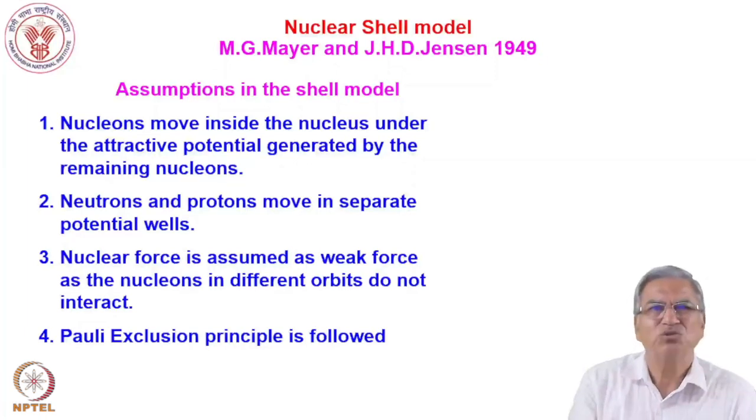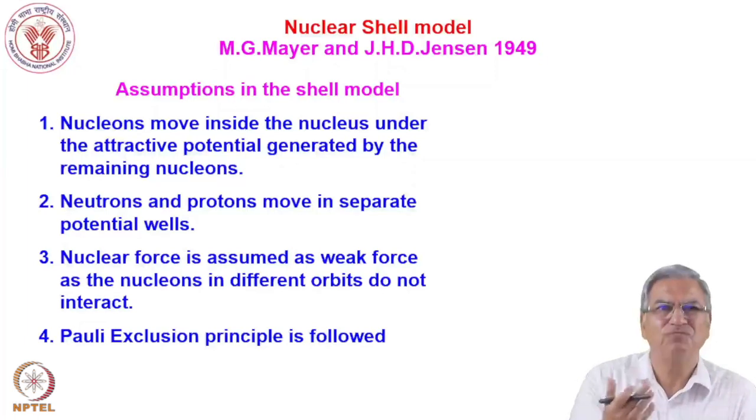Now, as you know, neutrons and protons are fermions, so they follow the Pauli exclusion principle. So in a particular state, only two nucleons will be occupying it, if they have to be paired up. So no two nucleons will have the same quantum numbers. So this has been followed.